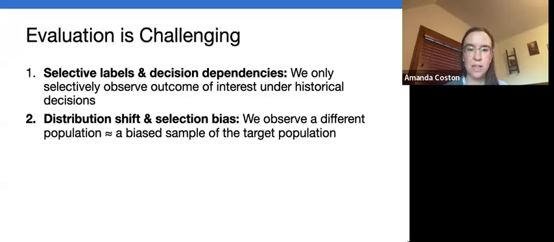Just to recap, we talked about selective labels, and then I introduced the problem of covariate shift, which is a type of distribution shift. We can also see that as part of selection bias, in the sense that the population where we actually have labeled outcomes is different from our target population, and we can approximate that as a biased sample of the target population. So we can think about covariate shift, a type of distribution shift, as related to selection bias.